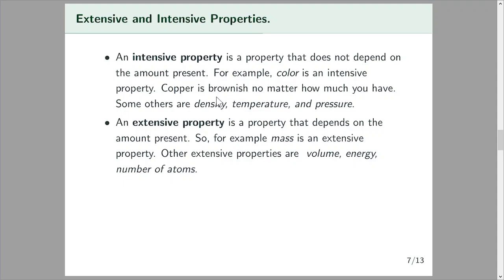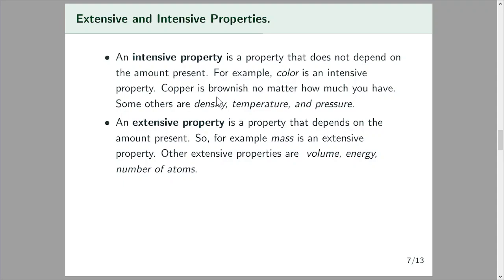Lead is more dense than iron, or iron is more dense than wood. If you have a piece of wood, all the wood has the same density. All of a piece of furniture in your house has the same temperature, right? And so on. Pressure is the same way. The atmospheric pressure doesn't care how much air you have present. The pressure is the same all through the air. Those are intensive properties. An extensive property is a property that depends on how much is present.